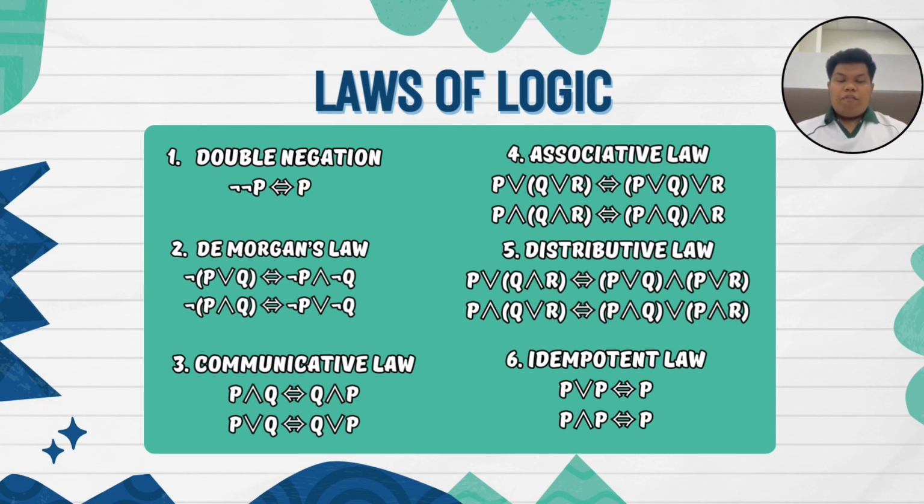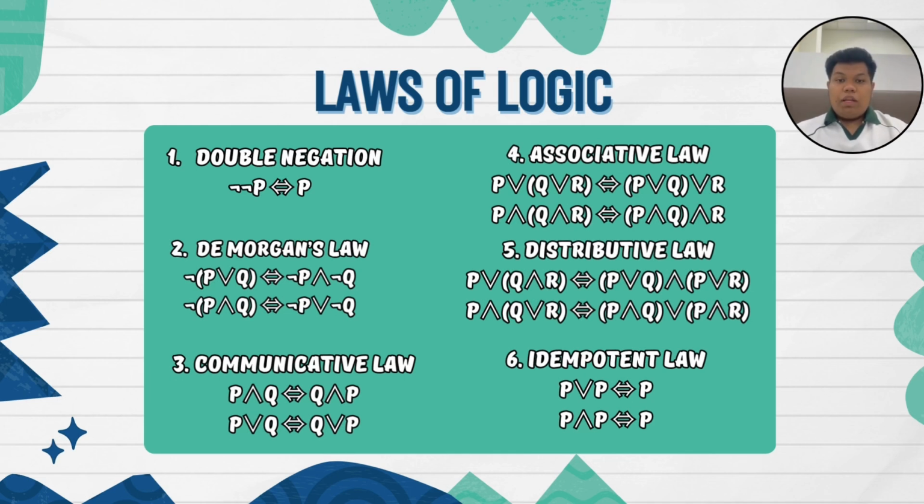The fourth one, we have associative law, where (P or Q) or R is equivalent to P or (Q or R), while (P and Q) and R is equivalent to P and (Q and R). The fifth one, we have distributive law, where P or (Q and R) is equivalent to (P or Q) and (P or R), while P and (Q or R) is equivalent to (P and Q) or (P and R).